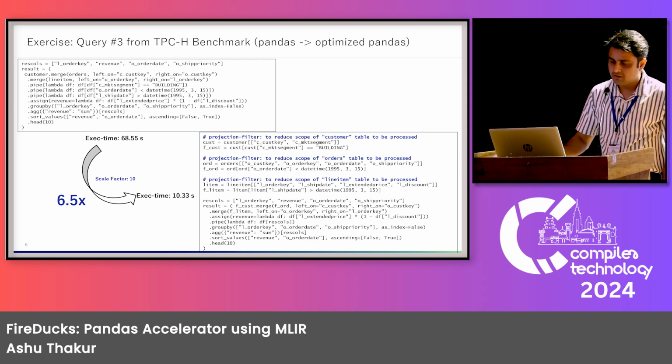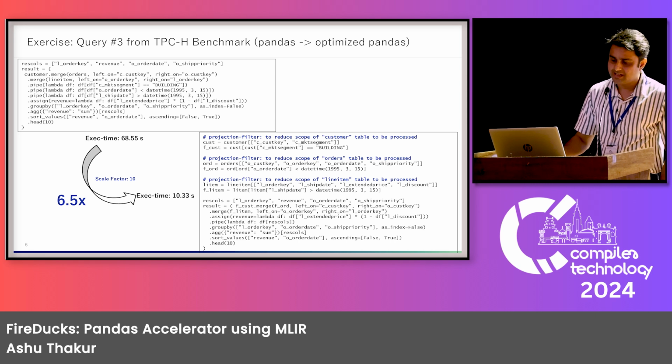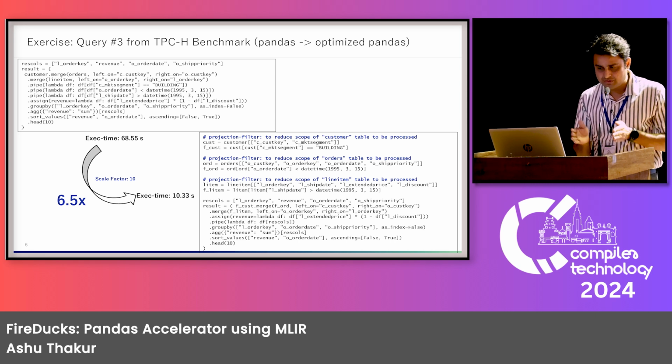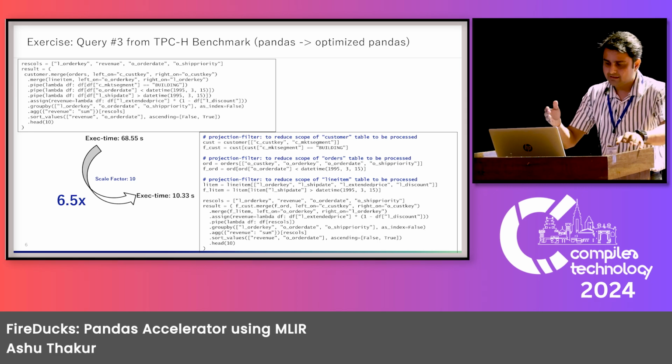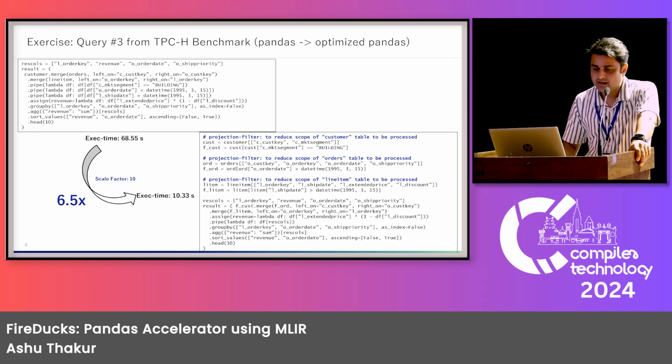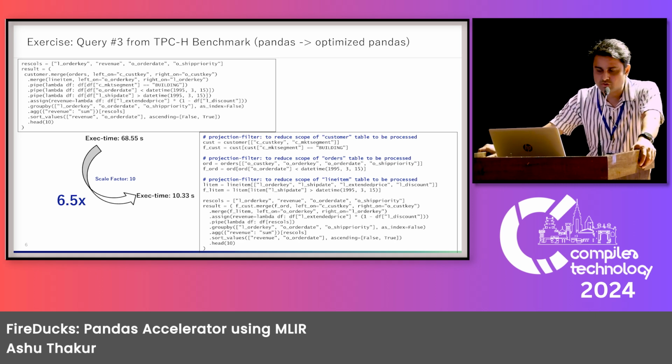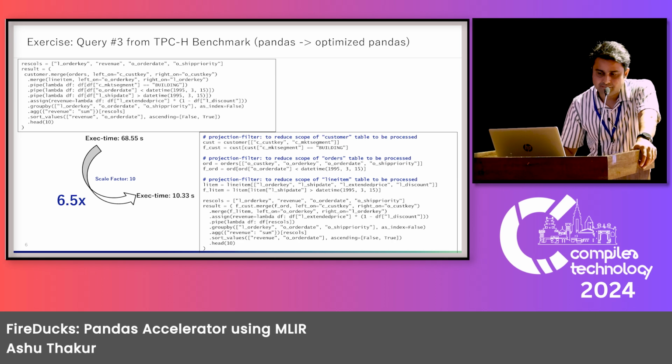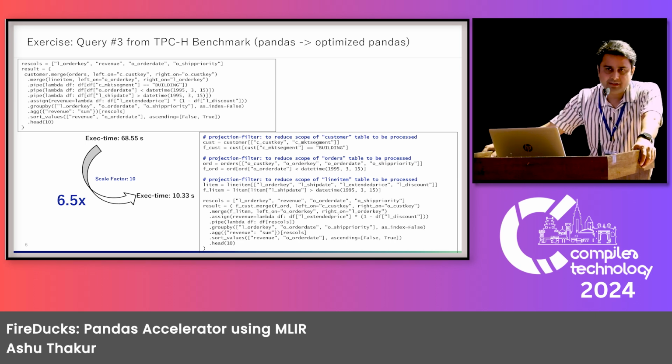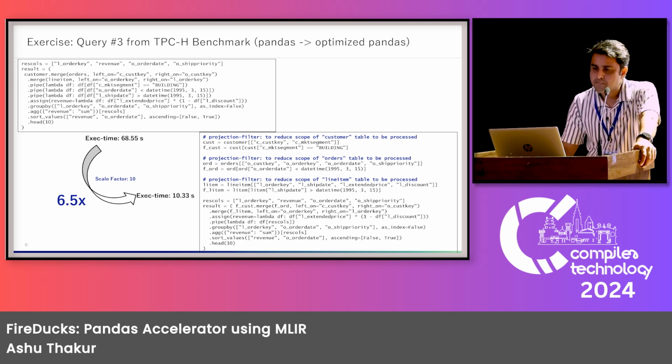And then we can do our further operations like merge on the limited data scope which we have decided right now, right? And then further assigning method, filtering, group by, and sorting, and then slicing up the top 10. It means that once we have reduced the data scope, we have optimized Pandas. Earlier it was taking 68.55 seconds. Now it will take 10.33 seconds, which means that we are getting 6.5 times faster than what we were getting earlier on.